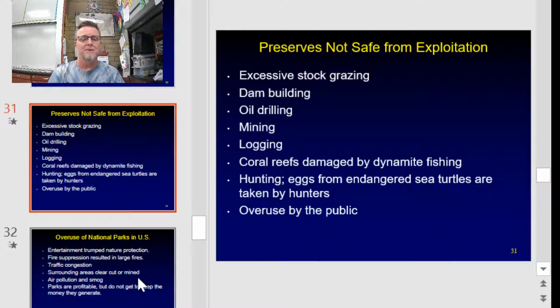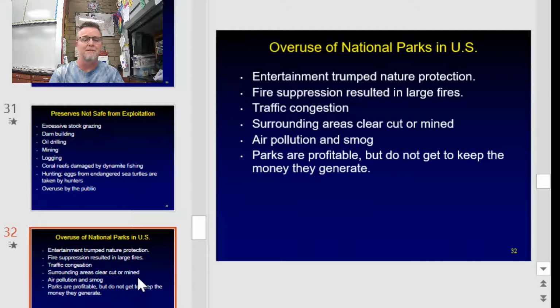Okay, so preserves are actually not safe from exploitation. They can still be leased out for grazing. They will oftentimes experience dam construction, oil drilling, mining, logging. Coral reefs can be damaged by dynamite fishing and ocean bleaching. Hunting still goes on in preserves, and the public still overuses these preserves.